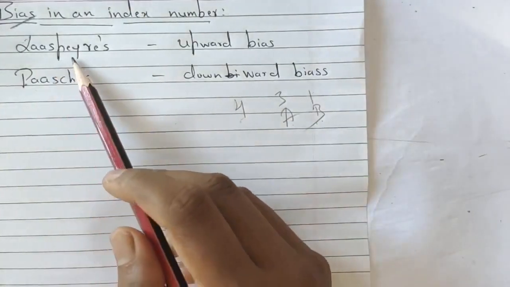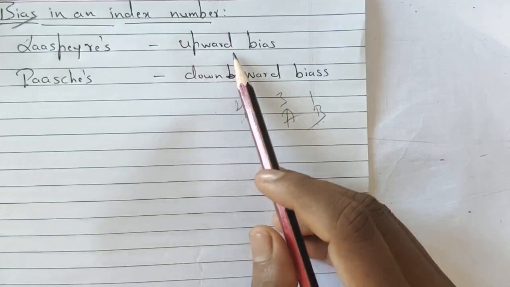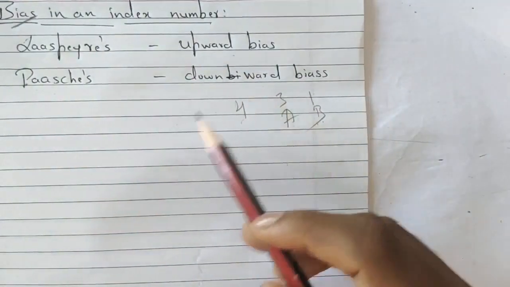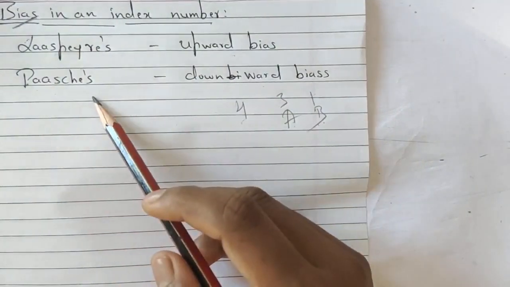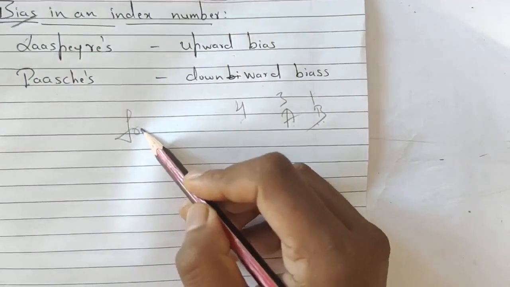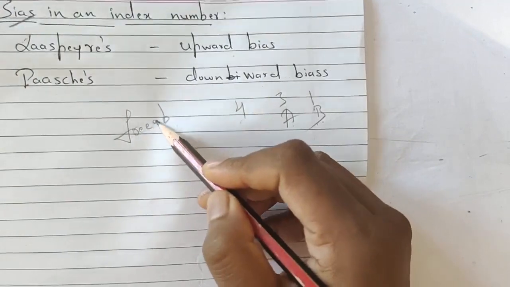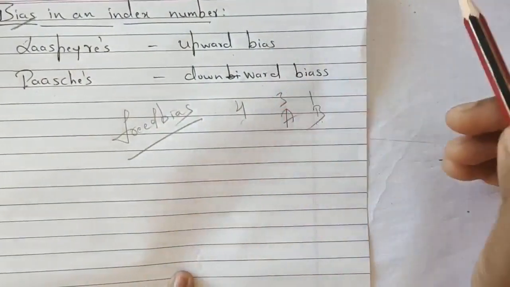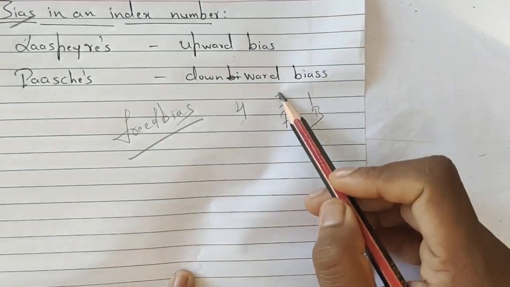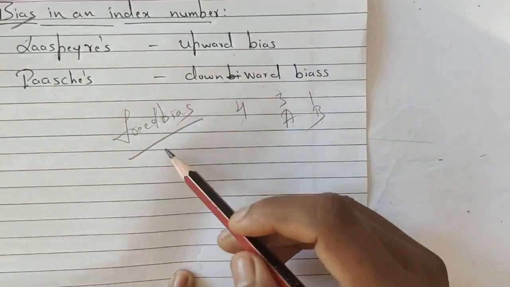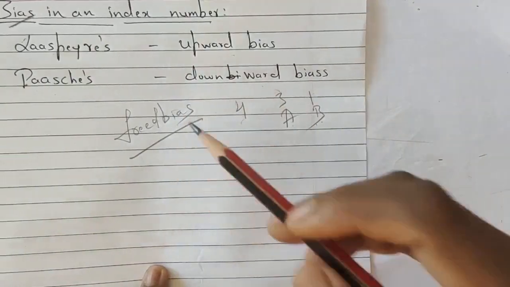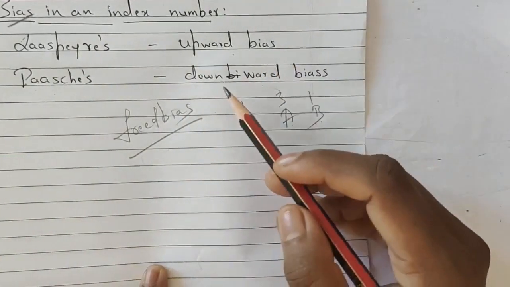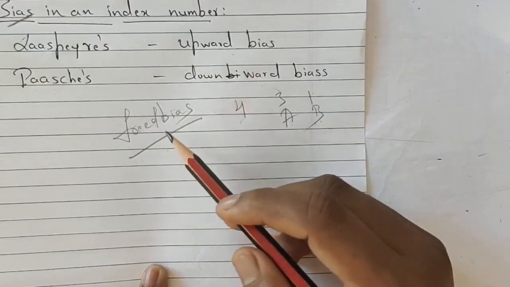Now here Laspeyres is upward bias and Paasche's is downward bias, and the remaining price index numbers are free of bias. So why is it upward bias, why is it downward bias, and why are the other things free of bias? Bias means it is giving importance to only one. In Laspeyres we consider base year quantity as weight, right?